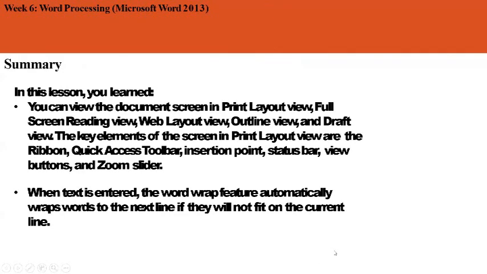So in summary, in this lesson, you learned you can view the document screen in print layout view, full screen reading view, web layout view, outline view, and draft view. So the key elements of the screen in print layout view are the ribbon, the quick access toolbar, the insertion point, the status bar, the view buttons, and the zoom slider. So when text is entered, the word wrap feature automatically wraps words to the next line if they will not fit on the current line.